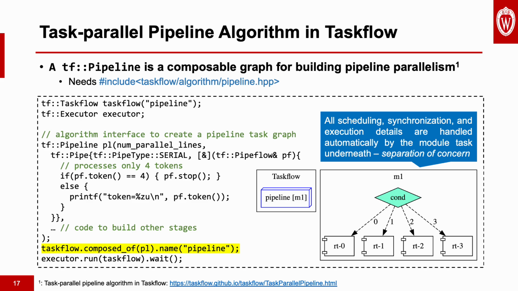processed. Once the pipeline is defined, you simply compose it into a task flow, give it a name, and run it with the executor. The important point here is that you are designing the pipeline at a very high level. All the scheduling, synchronization, and execution details are handled automatically by the modular task underneath. If you are interested in learning more details about the pipeline feature in Taskflow, please check out the link below.